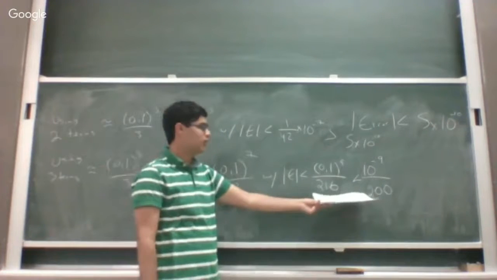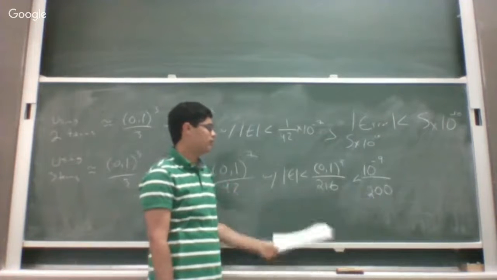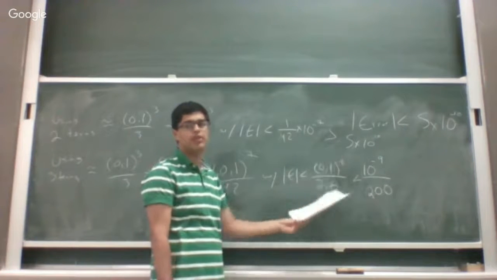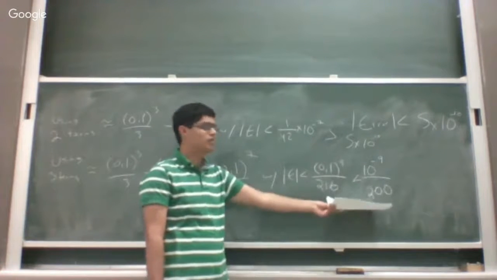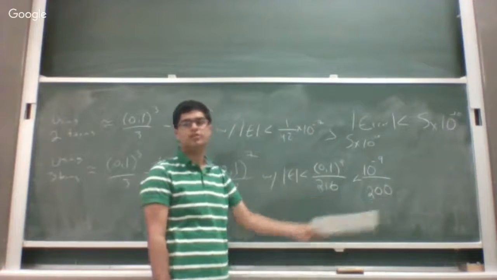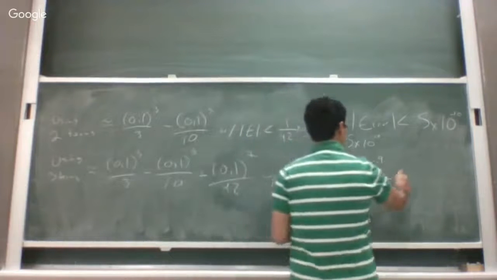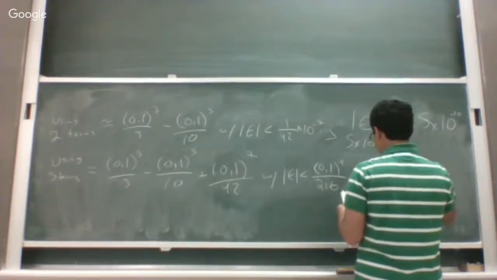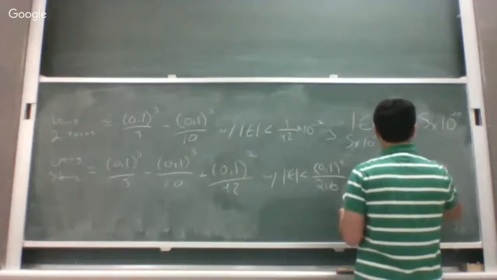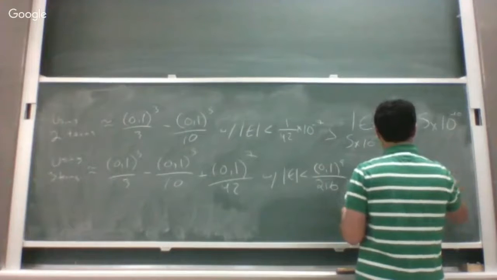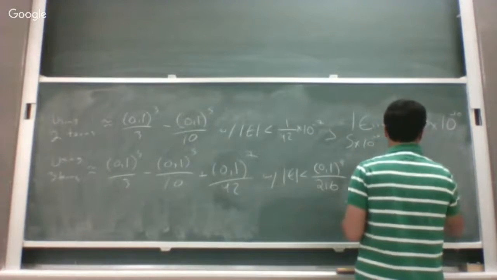Because since this denominator is bigger, this number has to be smaller than this number, and we made it 2,000 just to be able to simplify the fraction easier. This is equal to 5 times 10 to the negative 12, which is less than 5 times 10 to the negative 10.